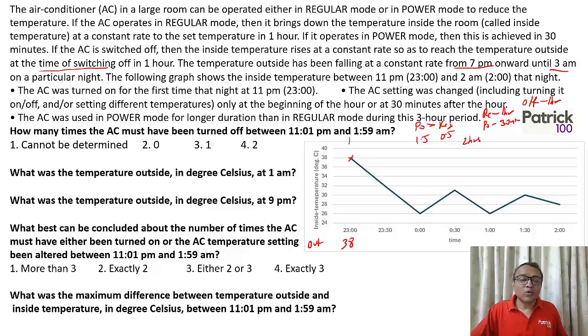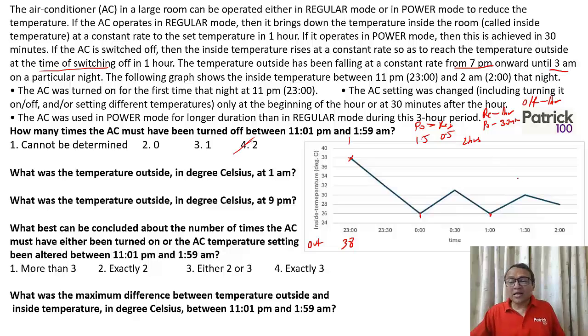Now let's try to understand and solve. How many times must the AC have been turned off between the given time duration? It's very clear, 2 times. When the temperature goes up, it means the AC was turned off, which must be at 12 o'clock and 1 o'clock, where the temperature goes up. So 2 times. I mark it as 2.